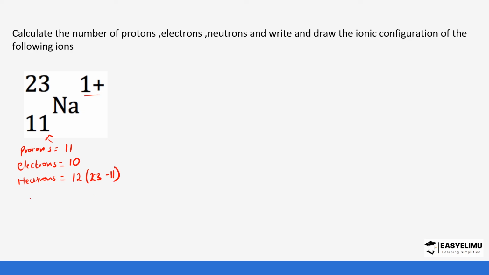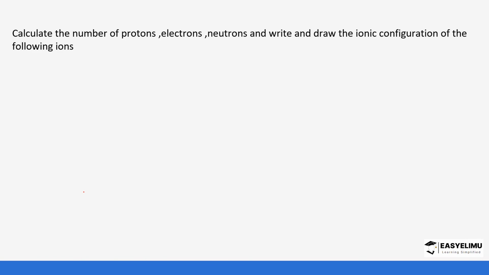And then if we draw the ionic configuration, it's going to be 2.8 because initially it was 2.8.1. It lost this 1 electron to form 2.8. And if we were to draw the ionic configuration, it would be sodium on the nucleus, and then 2 electrons, and then the 8 electrons in the second shell, and finally the bracket, and a positive.